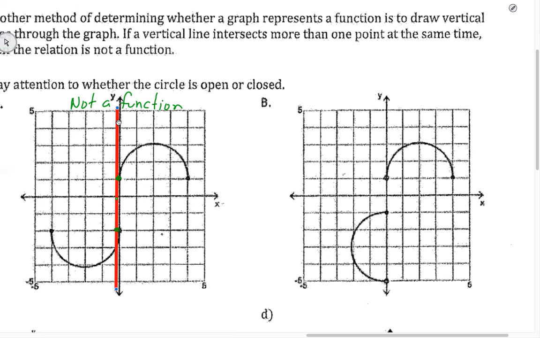Okay? But over here, if we drag this across, now this isn't a function because of this, but that's not the point I want to talk about. I want to talk about these. So here you have to pay attention to the circles. Do you see how that's open, closed, and open? Okay, things like that can happen. And if it's an open circle and a closed circle, well, then it could be a function, okay?